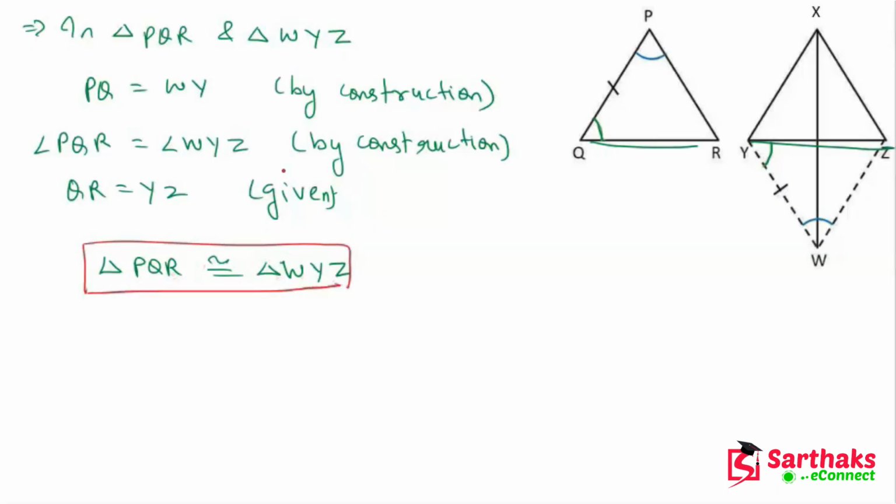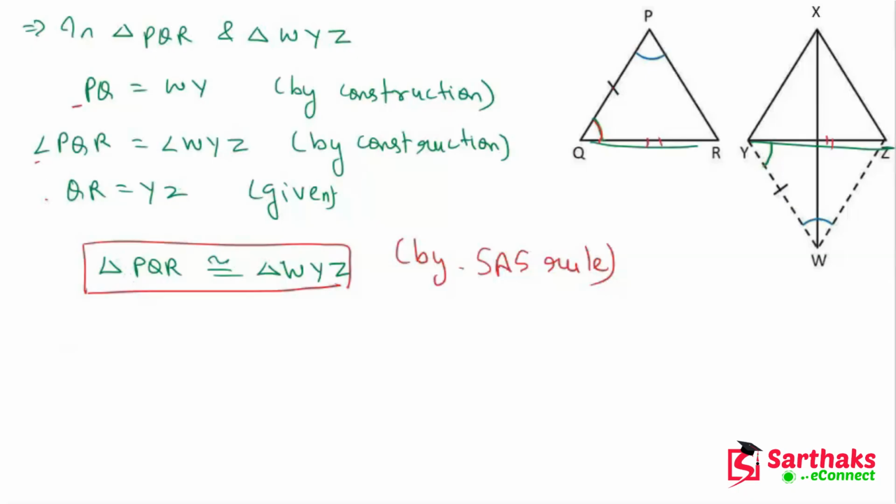And this is by what? This is by the side angle side rule. I hope you understand these things. So we have two triangles PQR and WYZ, and they are congruent to each other.